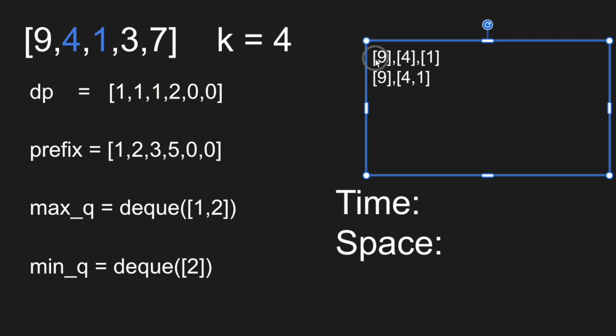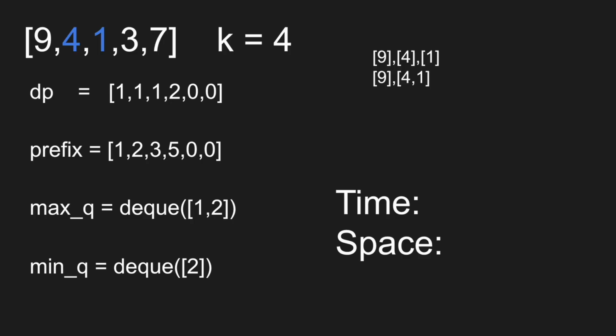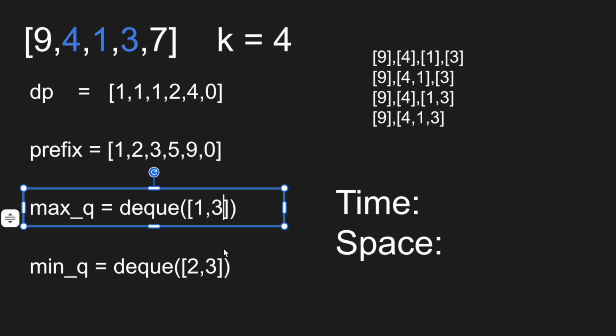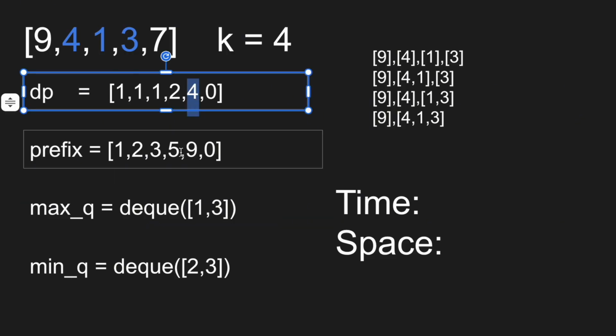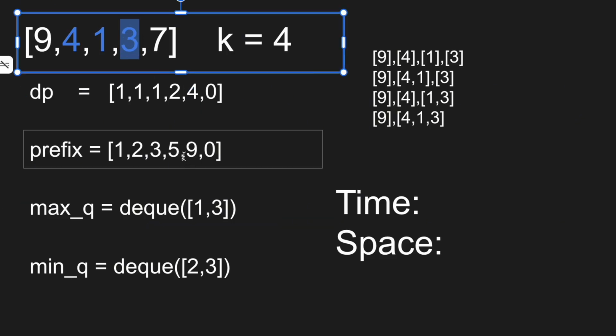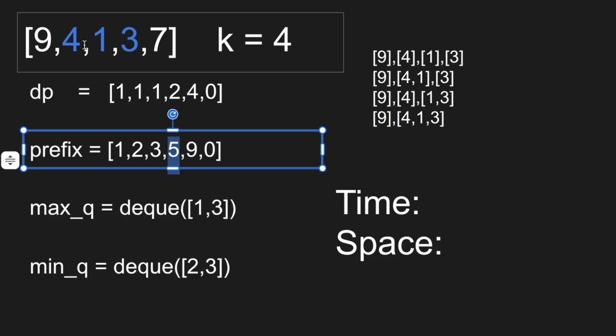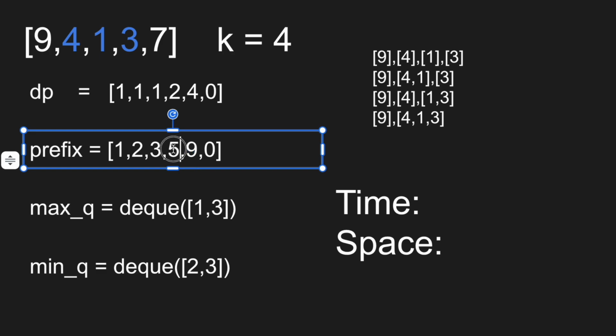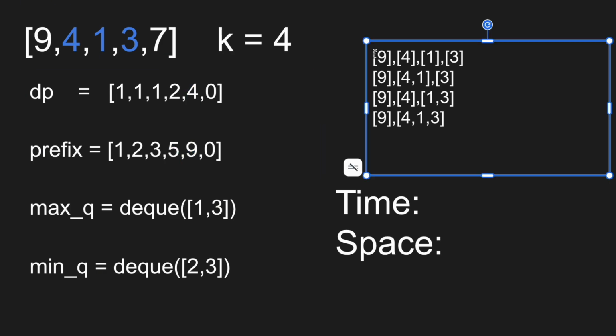And as you can see, there are 2 ways. And as we move to the next element, we will see that 1 is less than 3, so this will be popped. And for the min q, we will add this to the min q. So as you can see here, we have added the max q and min q, and then we get the dp by subtracting the right pointer, which is index 3 with value 5, and left pointer minus 1, which is 1. 5 minus 1 is 4, so that's how we get 4, and we get the prefix here by adding 5 and 4. And as you can see, there are currently 4 ways to partition them.